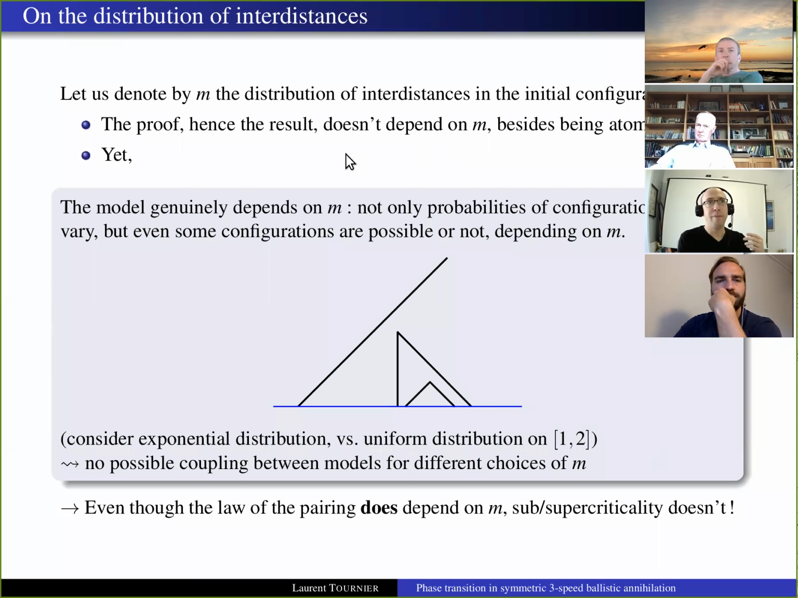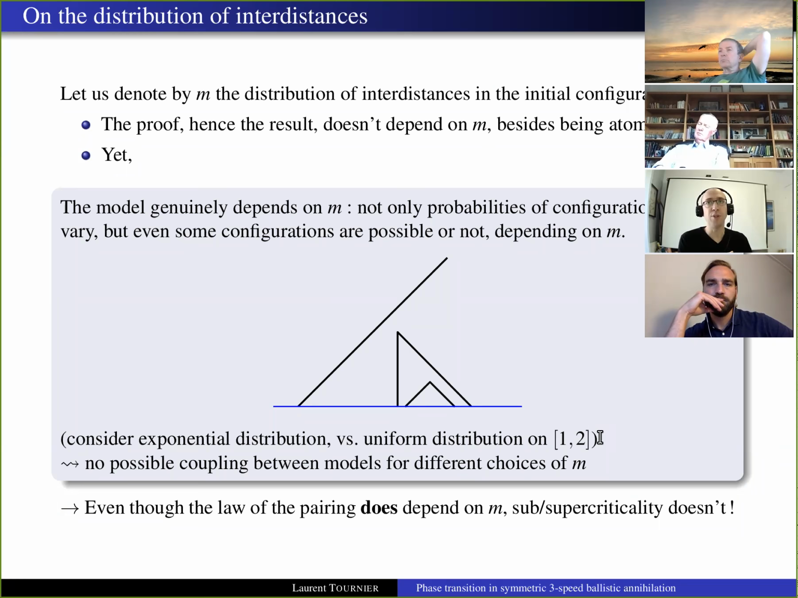But this is not just because it's the same model. The model genuinely depends on the distribution of interdistances. For instance, if you look at this configuration here with just 5 particles, so this is +1, 0, +1, -1, -1. In order to get this kind of situation where the first particle overflies and then survives, that means that the first distance has to be at least equal to the sum of the 3 other distances. And this cannot happen if for instance, the distances are all supposed to be very close to 1, or like here, uniform in 1, 2. So having a different distribution really makes a different law for the pairings of particles.